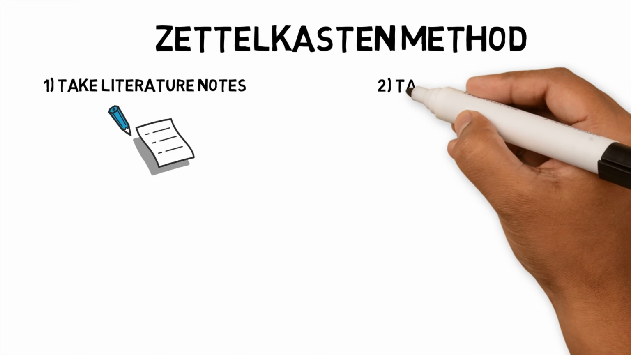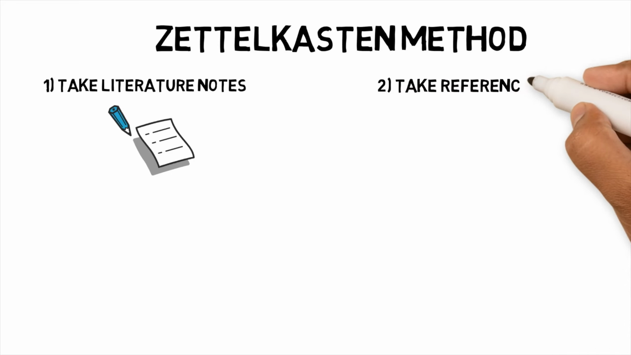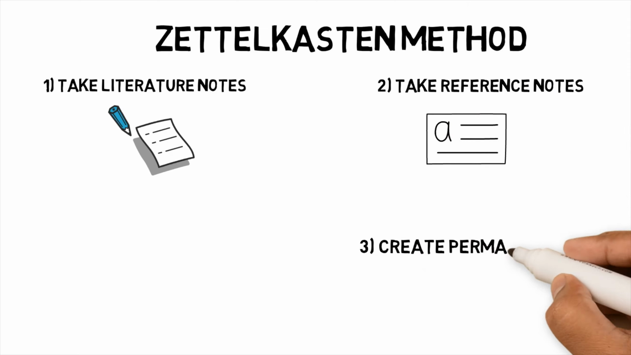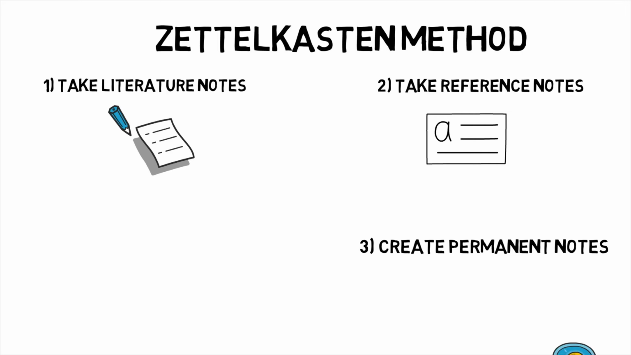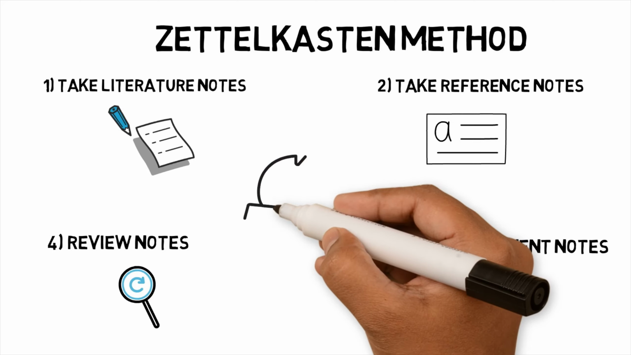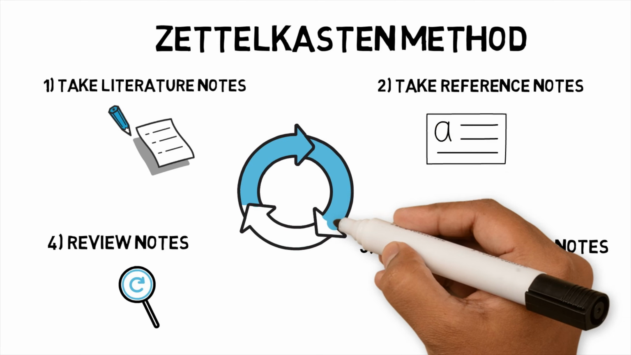later. Take reference notes. Create a note which has the source information and a summary of the contents. Create permanent notes. Here you create a note based on the existing notes and how they are linked to your ideas. Review the notes. Here we review permanent notes to create new content and ideas. The process continues and helps to build up a knowledge bank of notes and ideas.